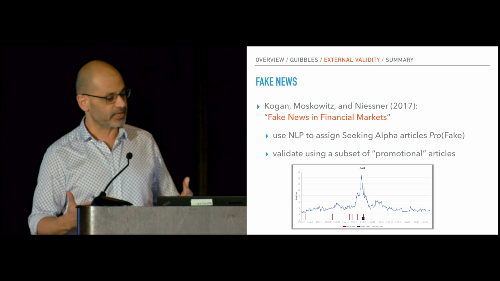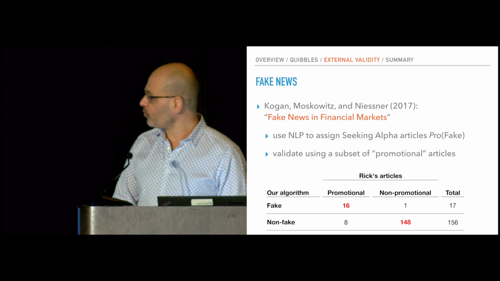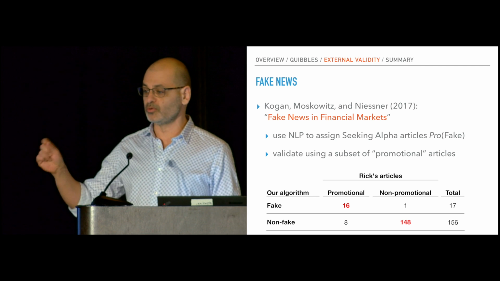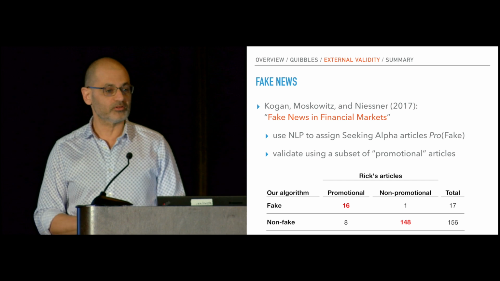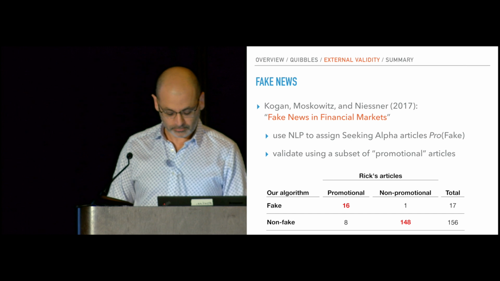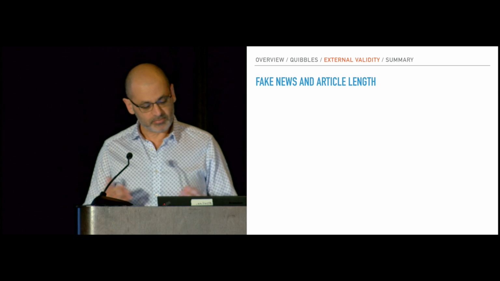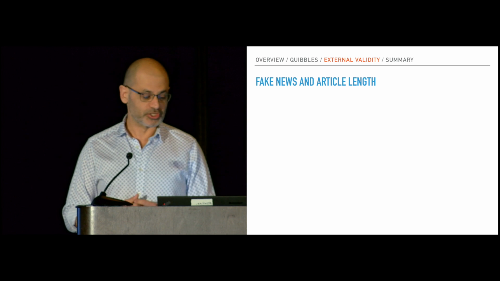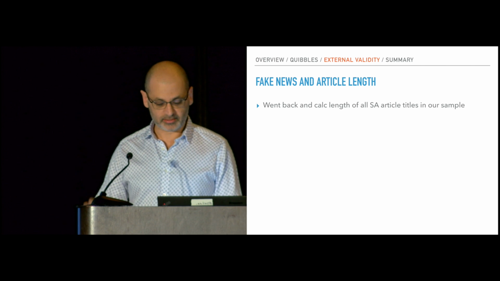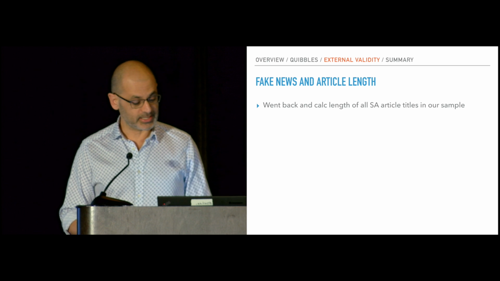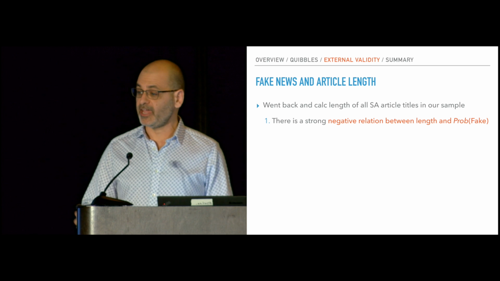This is an example of a promotional article. You can see that it very much looks like a pump and dump, a modern version of a pump and dump scheme. And this is how well we do in being able to pick those articles that ex post we know were fake. You can see that our measure is doing really, really well. So given that I had access to similar data, and given that those two are potentially related, I went back and we calculated the article title length of all Seeking Alpha articles in our sample. And I do find that there's a very strong negative relationship between length and probability of being fake.